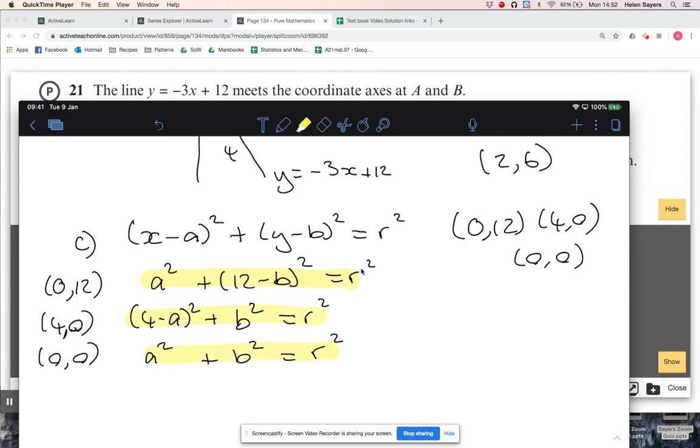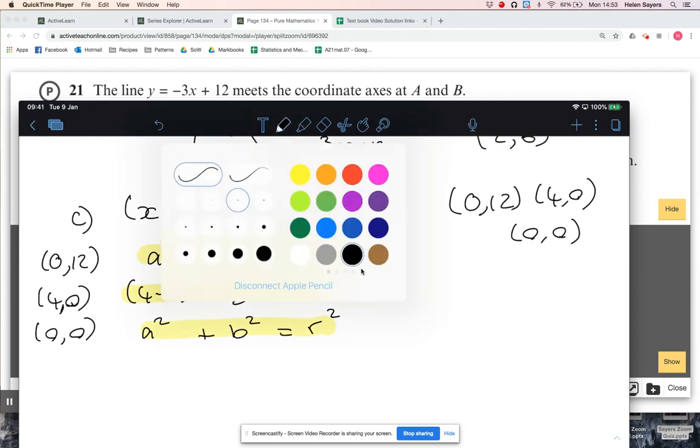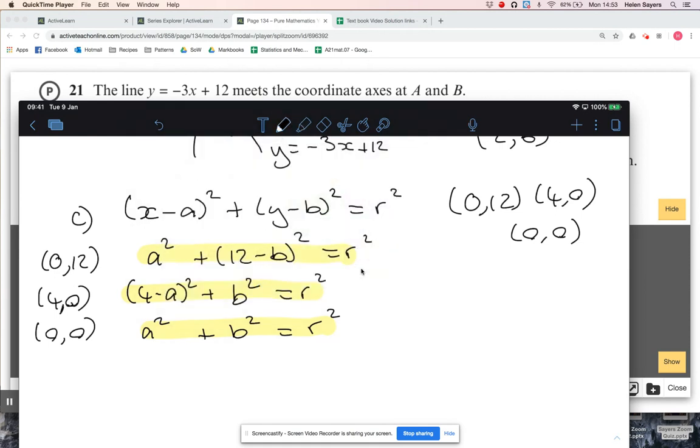It's just easy to get in a bit of a muddle and overcomplicate things a little bit. So I think we'll think about the easiest way of solving it. I think I'm going to have to square out the brackets for the, okay, I'm just going to go for that one purely because 4 is less than 12. This is my only logic there. So if I multiply out the brackets there, I'm going to get 16 minus 8a plus a squared plus b squared equals r squared.